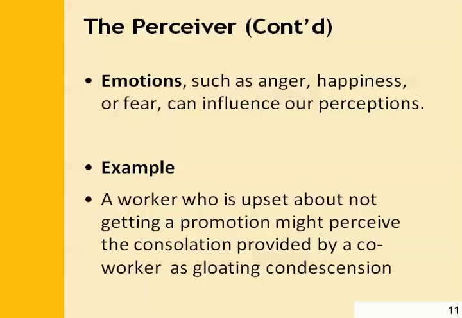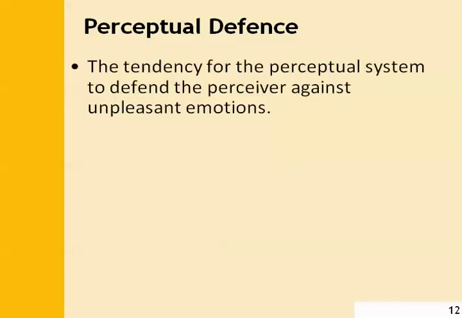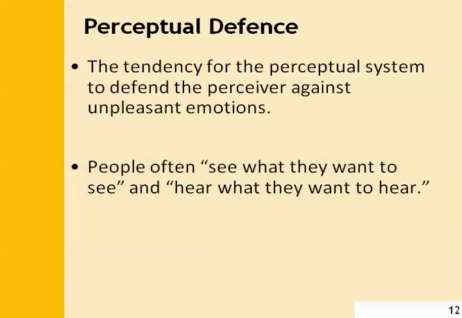Okay? Perceptual defense. What is perceptual defense? It is the tendency for the perceptual system to defend the perceiver against unpleasant emotions. What does that mean? People often see what they want to see and hear what they want to hear.